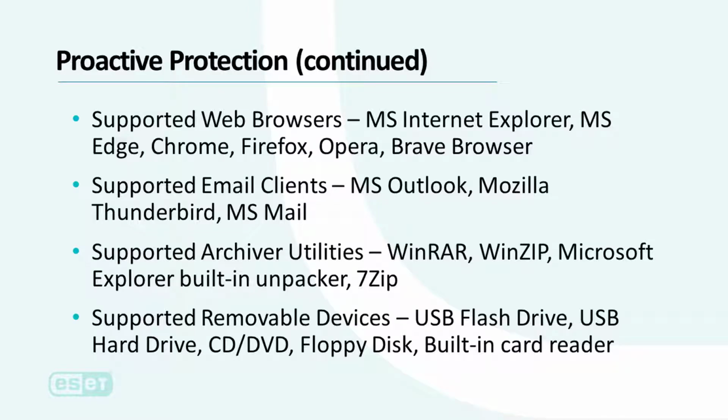Proactive protection affects files downloaded by supported web browsers, to include Microsoft Internet Explorer, Microsoft Edge, Chrome, Firefox, Opera, and Brave browser. Proactive protection affects files downloaded using supported email clients, to include Microsoft Outlook, Mozilla Thunderbird, and Microsoft Mail. Proactive protection affects files unpacked by a supported archiver utility, to include WinRAR, WinZip, Microsoft Explorer built-in unpacker, and 7-zip. Finally, proactive protection also affects files on supported removable devices, to include USB flash drives, USB hard drives, CDs and DVDs, floppy disks, and built-in card readers.